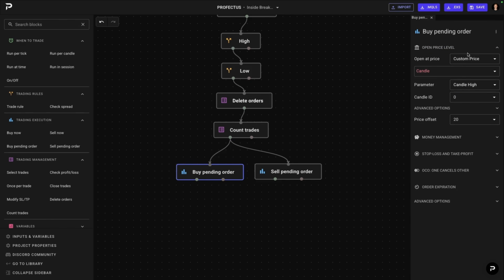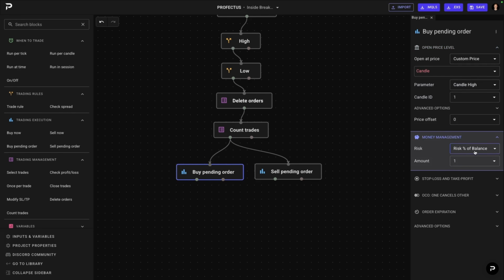Why? Because now you are placing the pending order on the candle high, so you're assuming, or this is the play of this kind of price action pattern, that the price will continue into this direction. So here simply place it on the high of the candle ID 1. Price offset 0, money management, let's simply put it at 1%. It's a best practice we simply teach here.